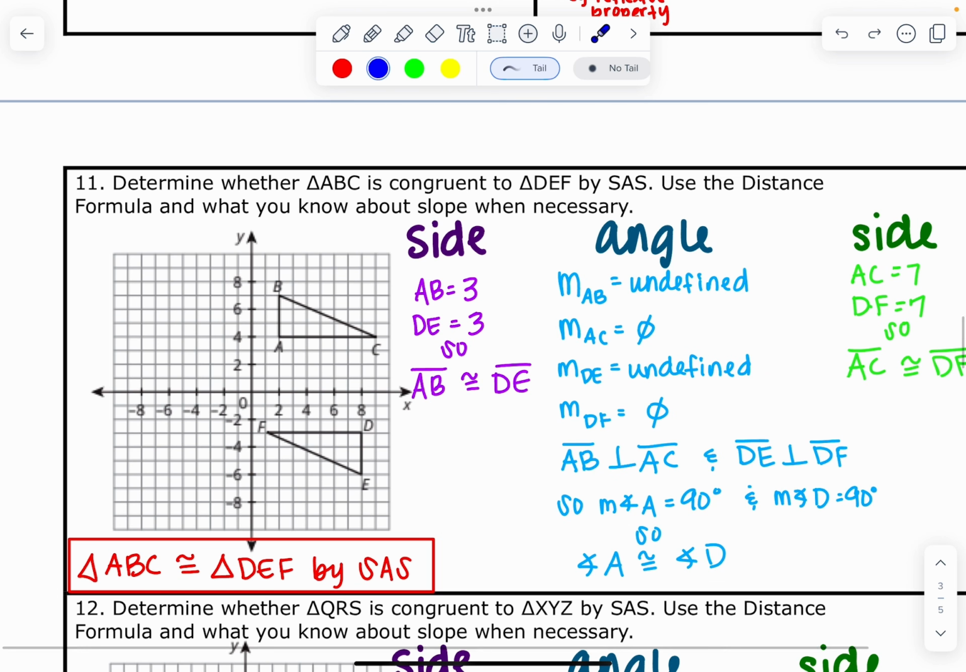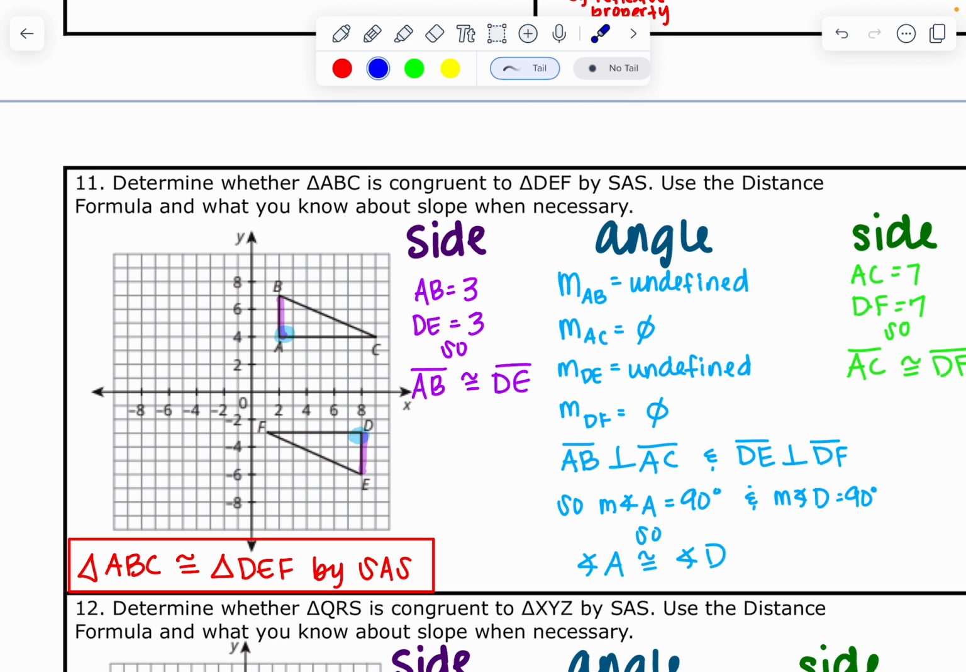Okay. I'm gonna try to walk you through this. So I started by listing the side, the angle, and the side information. So the first sides that I used were AB and DE, and as you can see, they're both 3, which proves that they are congruent to each other. Secondly, I used angle A and angle D.